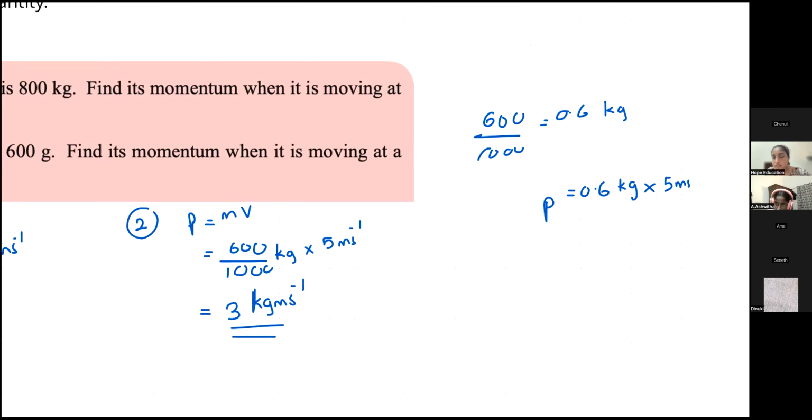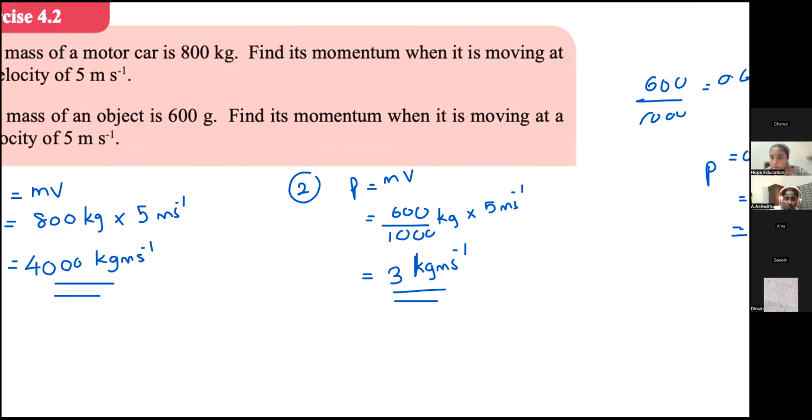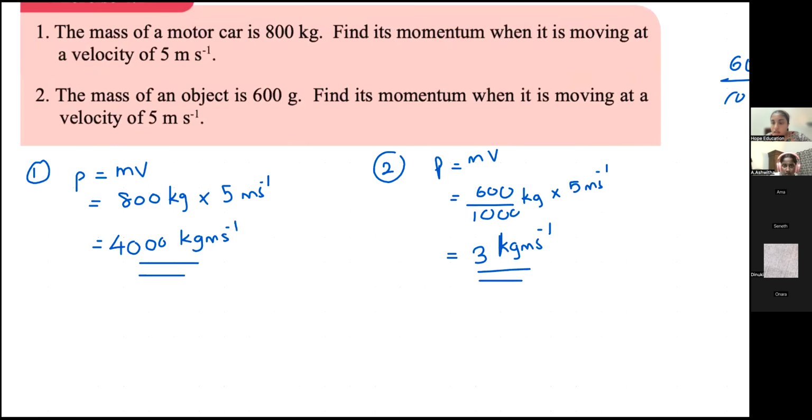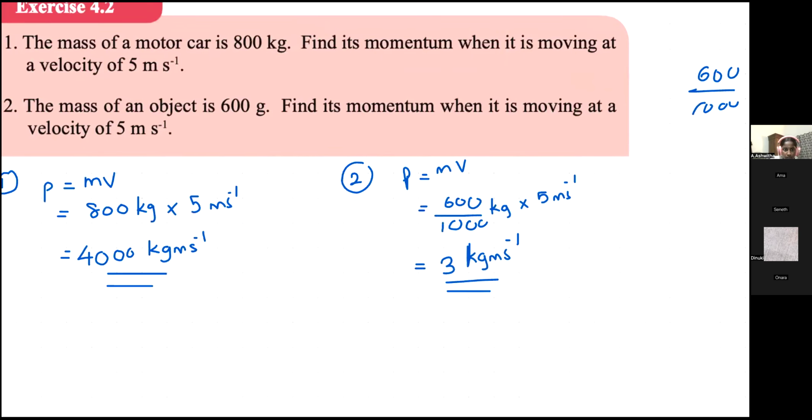So 6 times 5 is 30. Or there is one decimal place, so it's 3. The answer is 3. Okay, Tisha. Chenuli, did you get this answer? Yes, teacher. Okay.